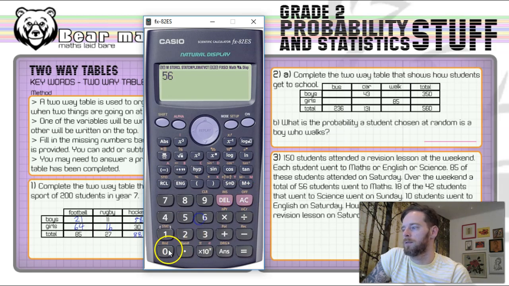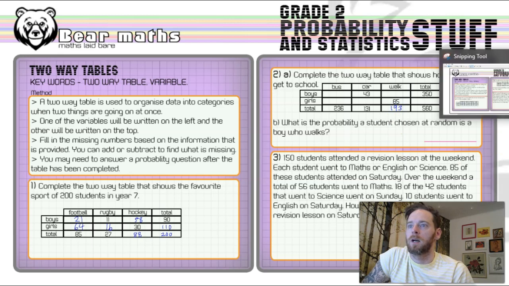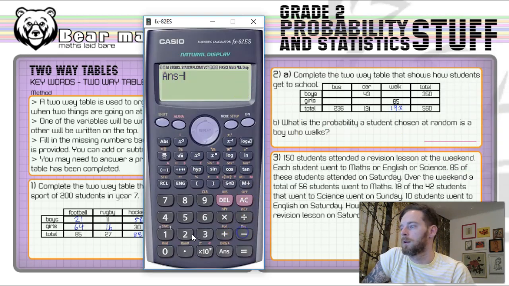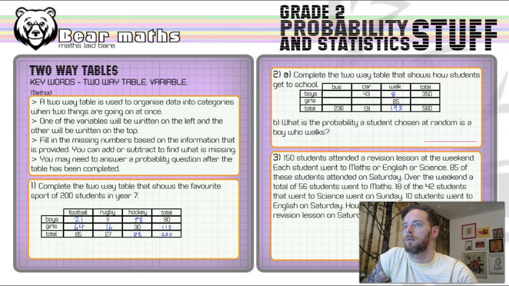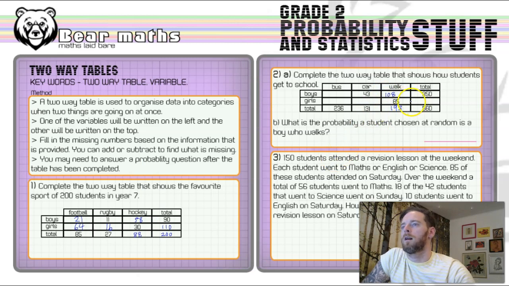So we take the 560 first, which is the total, and we take away the 236, and we take away the 131. Make sure it's all typed in correctly, and we get 193. So we know that the total number of people that walk is 193. Then we take away the 85, and we can get the total number of boys that walk. 108. Then we've got 350, take away the 108, take away the 43.